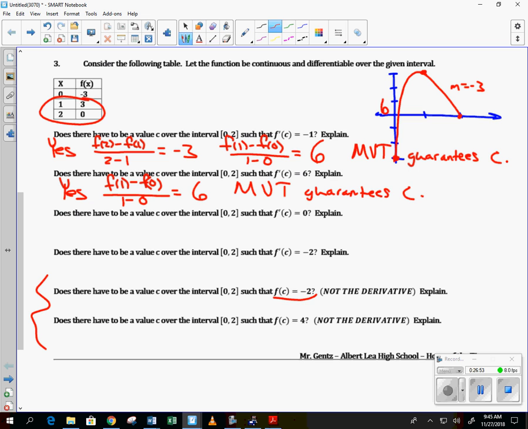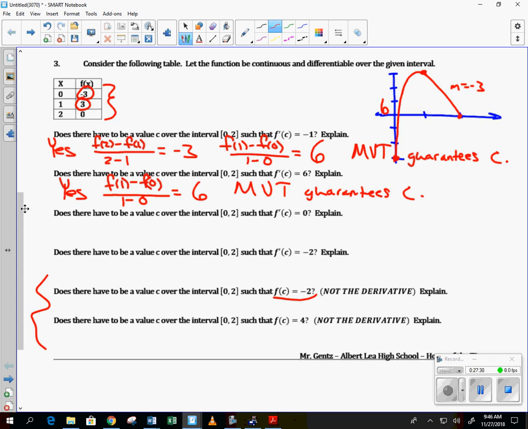How is this different than the others? It's not asking for the derivative. Do I have to, between 0 and 2, have an f of x value of negative 2 at some point? Yes, I do. What tells me I have to have a value of negative 2 at some point? It's not the mean value theorem. It's the intermediate value theorem. The intermediate value theorem says that if I'm going to go from negative 3 to 3, I have to cross over every number between negative 3 and 3, right?